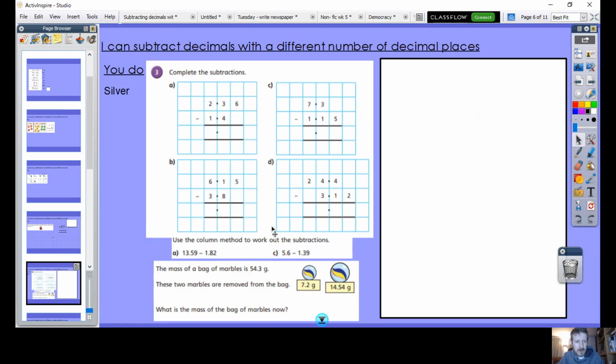Okay, moving on to our silver questions then. So we've got some subtraction questions in column ready for you to have a go at. Then we've got a couple for you to complete the column yourself, and then some word problems to have a go at as well. So please show the working out in your book. So show the column method so we can see the exchanging that you're doing and making sure that we're following the correct method. So pause the video and have a go at these silver questions.